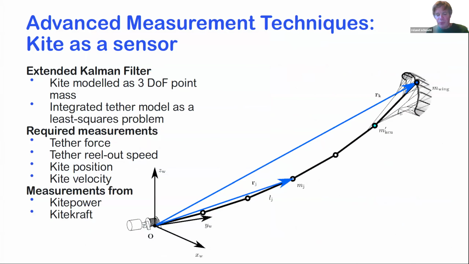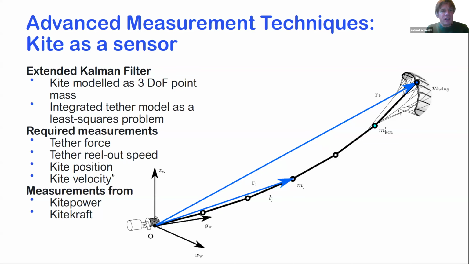Now I want to present 3 examples of experiments that are part of MERIDIONAL. And because I'm myself responsible for the airborne part, these will be 3 airborne examples. So this is for one quite unique technique, using the kite as a sensor. That is an extended Kalman filter where the kite is modeled as a 3DOF, degrees of freedom, model, and we have an integrated tether model to simulate the sagging of the tether line, which can become important when you have very long tethers. On input, we measure tether force, the reel-out or reel-in speed of the tether, the position and velocity of the kite. And we have measurements for kite power and kite craft.